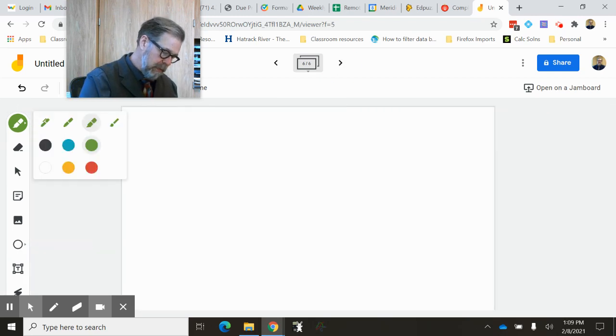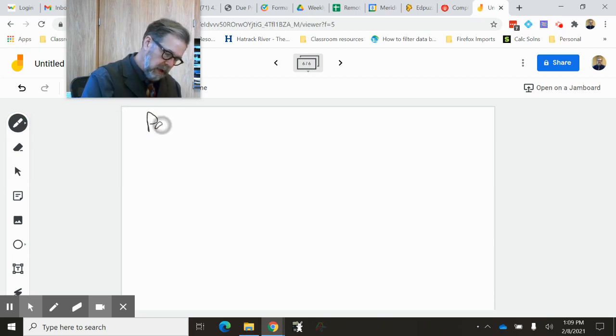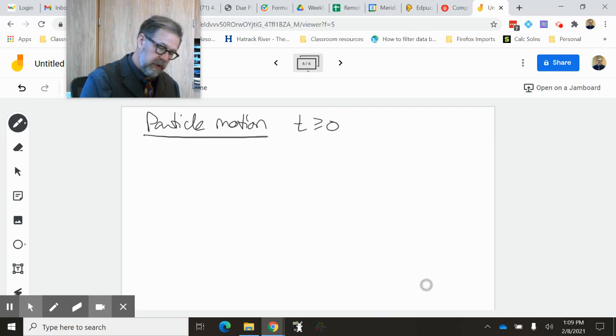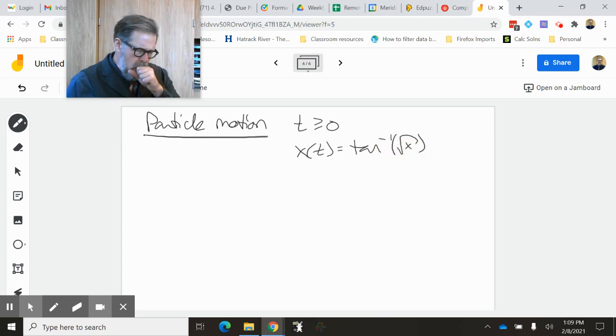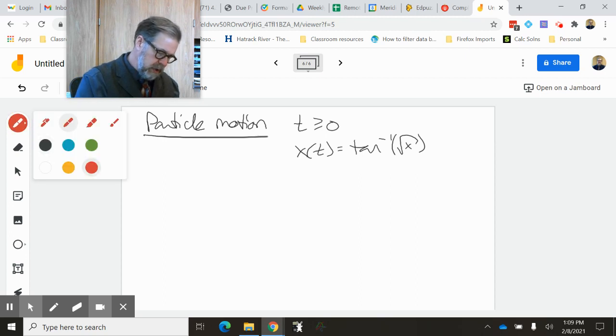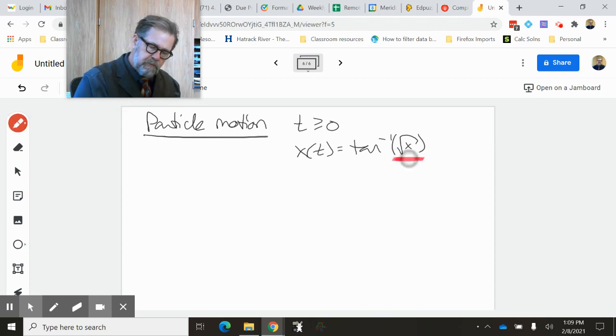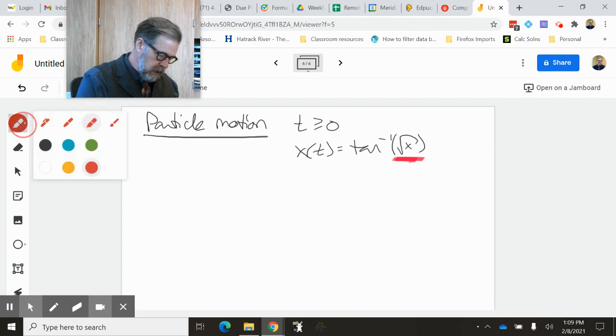Let's do an example where we use that. We have a particle motion problem, which happens a lot in calculus. For times greater than or equal to 0, the position of our particle is expressed as the arctangent of the square root of x. Notice that we are going to have a chain rule issue here.